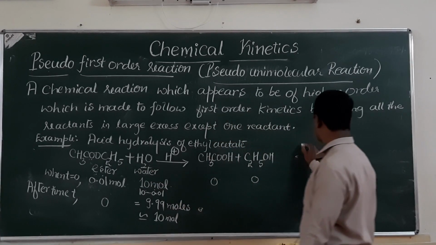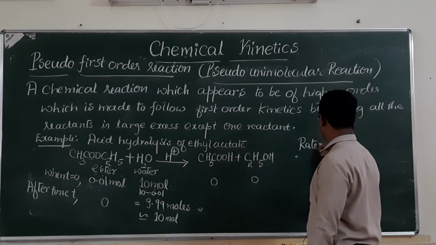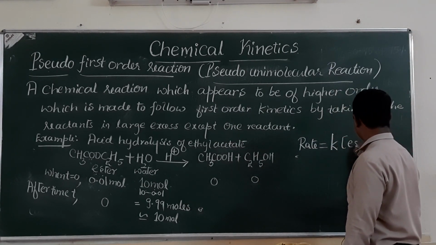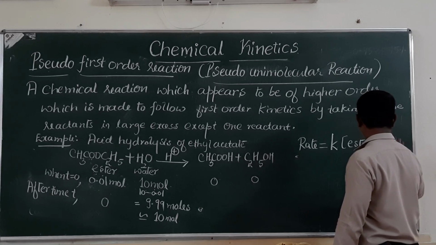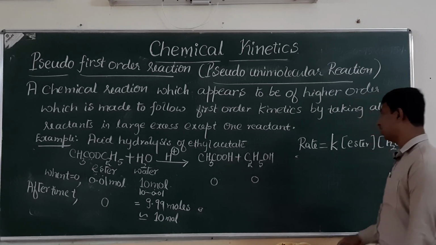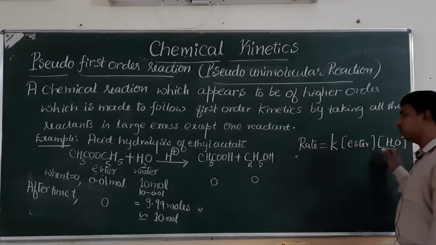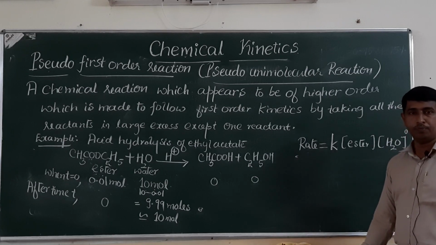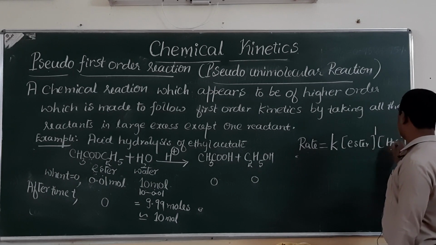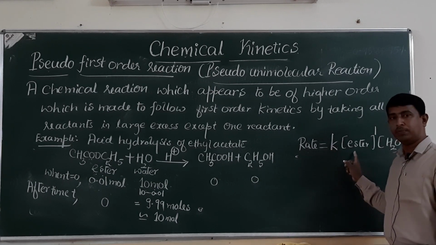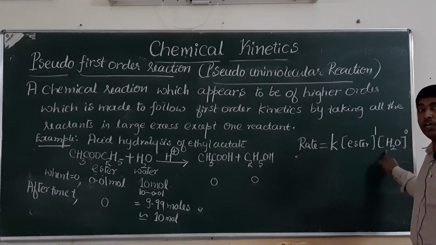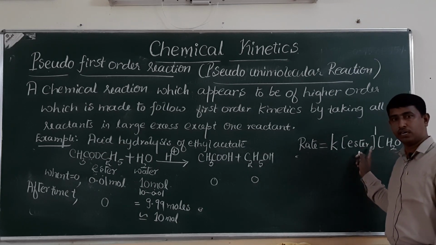So I can write the rate law like this. Rate is equal to K into concentration of ester into concentration of water. Since there is no change in the concentration of water, rate is independent of the concentration of water, so its power is 0. So rate is equal to K into ester power 1, water power 0. Rate directly depends upon the concentration of ester. Rate does not depend upon the concentration of water, since there is no change in the concentration of water.